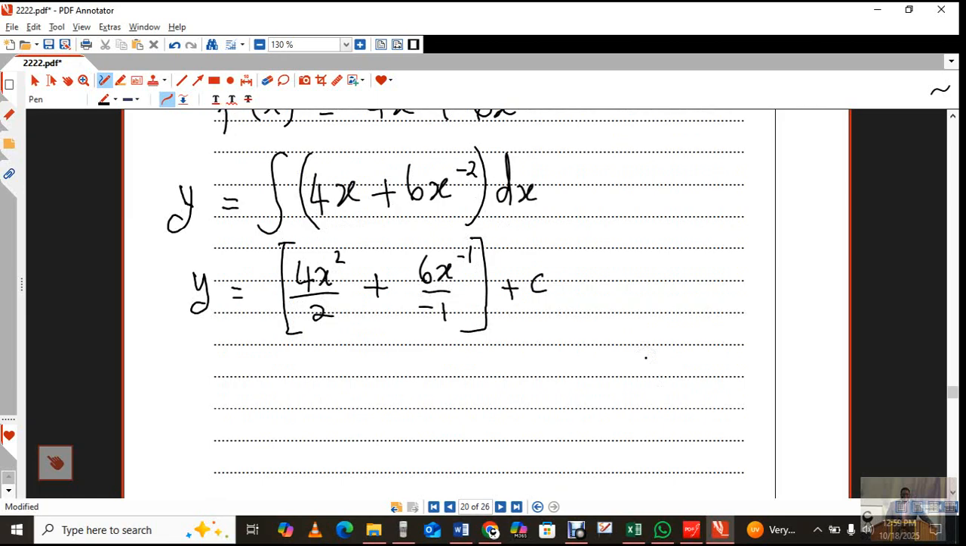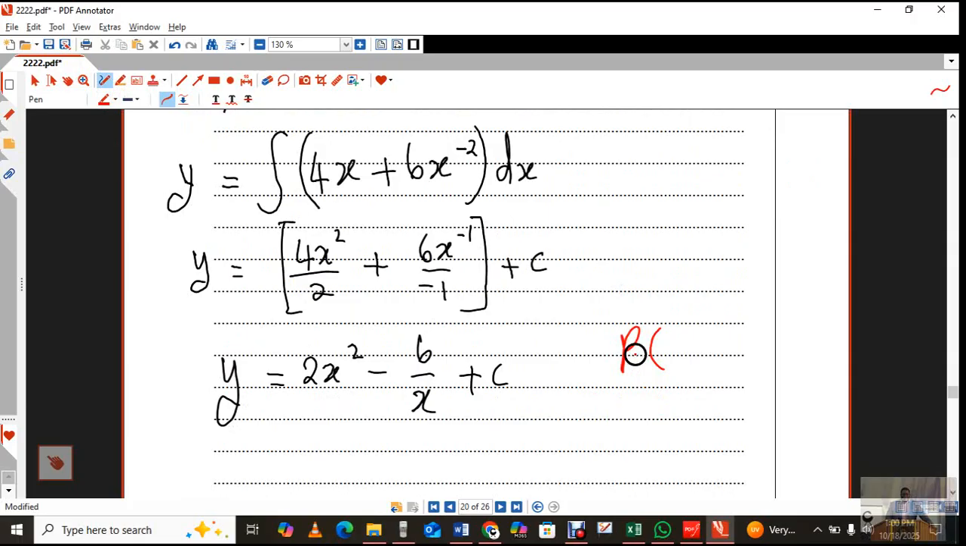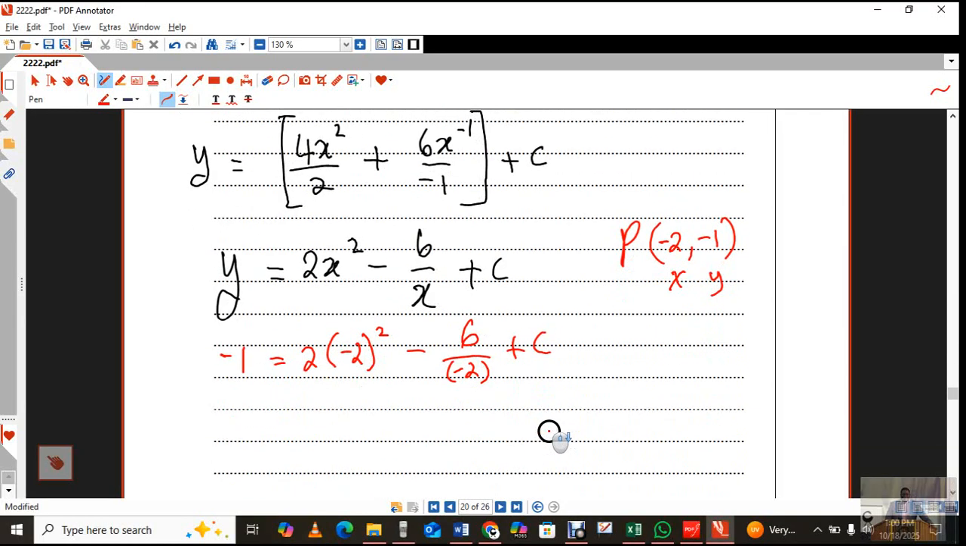So let's just clean this up. What does this become? This becomes y equals 2x squared minus 6, and I'm going to put that 6 over x. That x looks horrible. Let's just rewrite it. Plus c. What do we now know? In order for me to get rid of that c, I am given a point p. And what is that point p? It's negative 2 comma negative 1. Substitute for x and for y into the formula. That is negative 1 is equal to 2 in bracket negative 2 squared, minus 6 all over negative 2, plus c. This should give us the value of c, right?